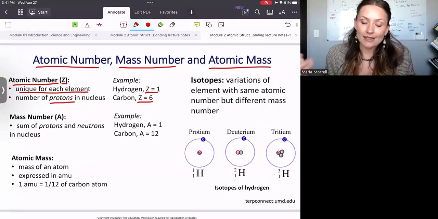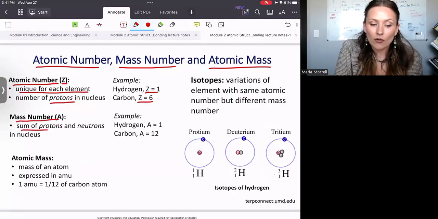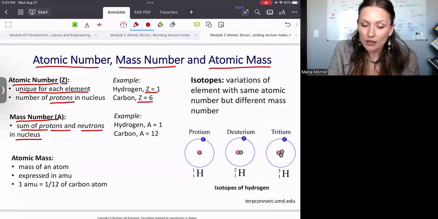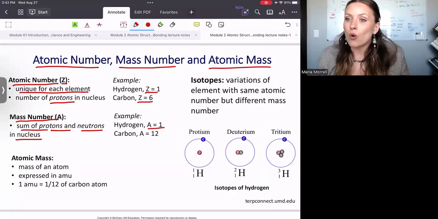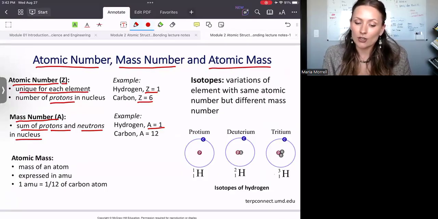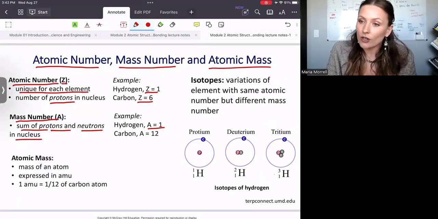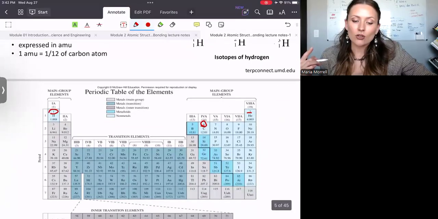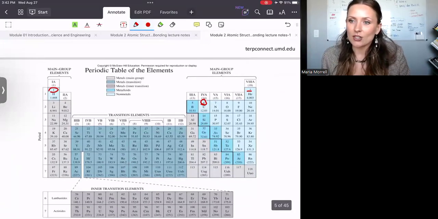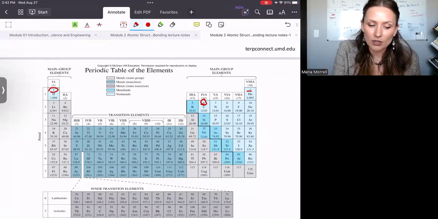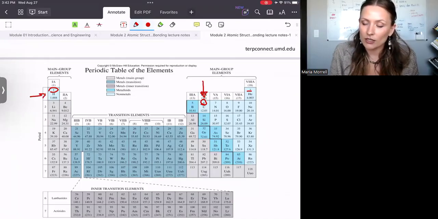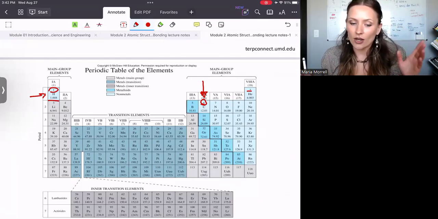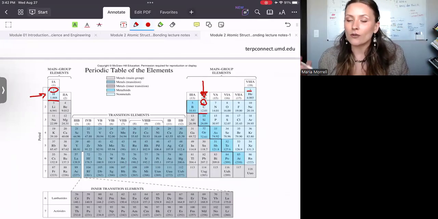Now, there's also a mass number, which is the sum of protons and neutrons in the nucleus. For example, for hydrogen, the mass number is 1 because hydrogen only has 1 proton. And for carbon, it is 12. However, if I look back into the periodic table, you won't see the numbers that I just mentioned, 1 and 12. I'm still looking at your hydrogen and your carbon right here. Instead, you see numbers such as 1.008 for hydrogen, and 12.01 for carbon.